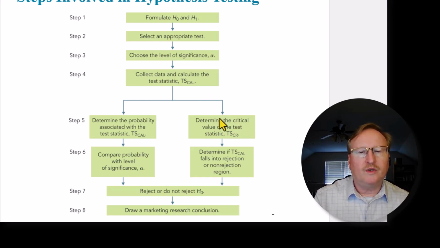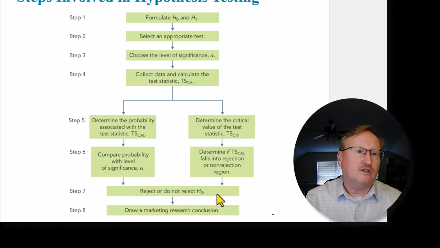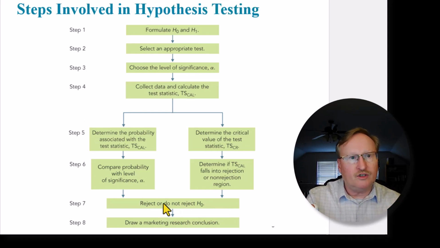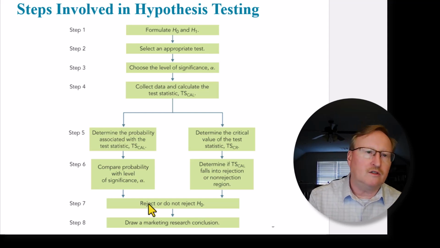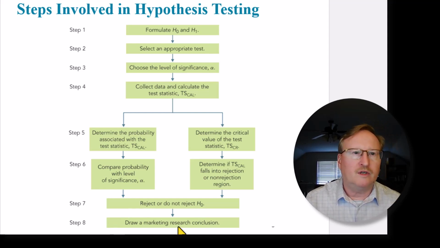Number 7, reject or do not reject. I just kind of really said that, right? So you can see here how some authors could roll that number 7 up into the number 6, right? Because it says determine if it falls into rejection or non-rejection, and that's going to tell you whether I reject or I fail to reject the null hypothesis. Now, at that point, it says here, it says marketing, because it's a marketing book I pulled this from, marketing research, but it says draw a research conclusion. And that really is your final thing.